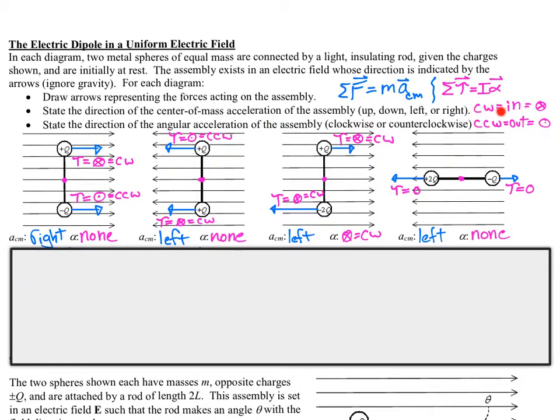Remember, clockwise using the right hand rule. If you curl your fingers in a clockwise direction, your thumb points into the page, and that's like the back side of an arrow, the feathers of an arrow going away from you into the page. Curl your fingers in a counterclockwise direction, that is out of the page, and this little symbol here is like the tip of an arrow coming straight towards you, out of the page. The sum of the torques is I alpha, so whichever direction the net torque is, that's the direction the assembly is going to rotate. I color-coded mine. It'd be great if you color-coded yours as well. So I did all my forces in blue, and all the torque and rotation stuff I did in pink.